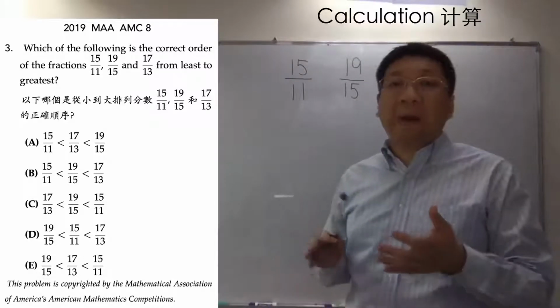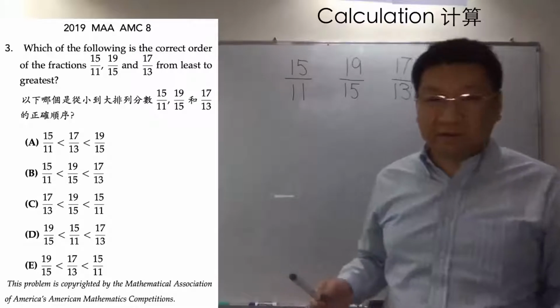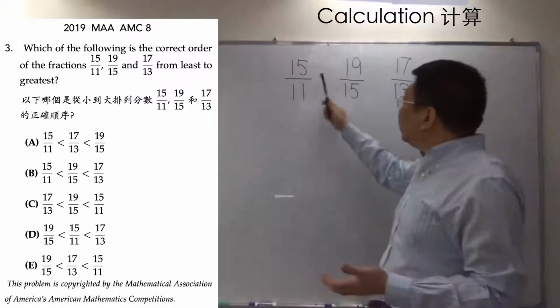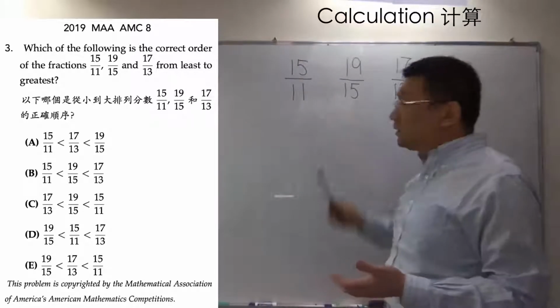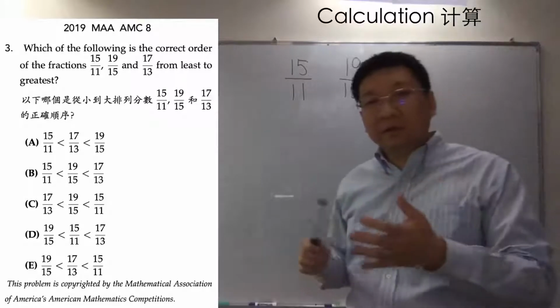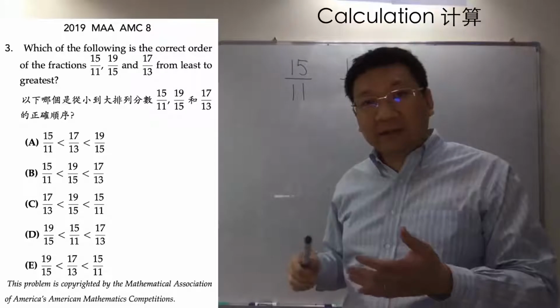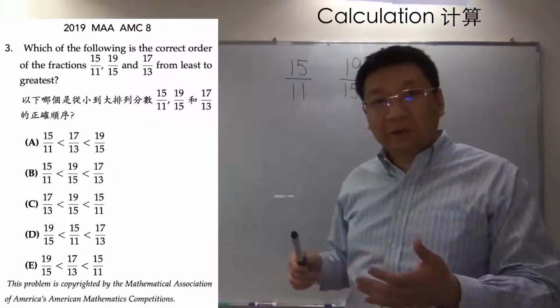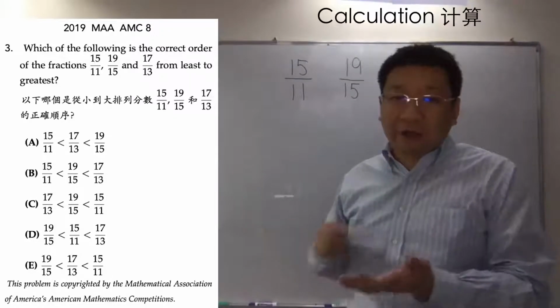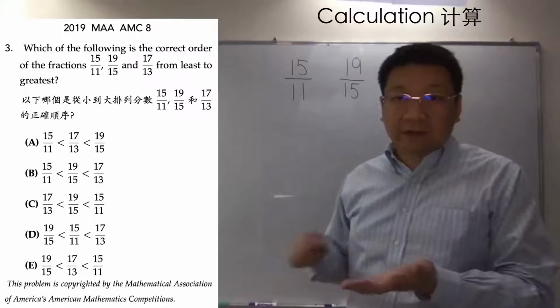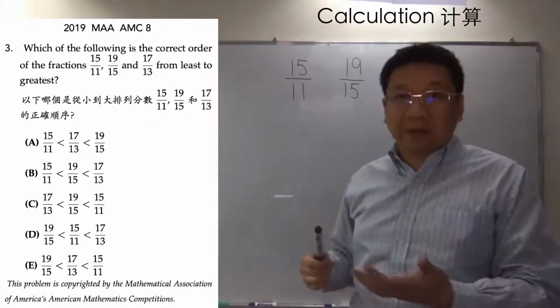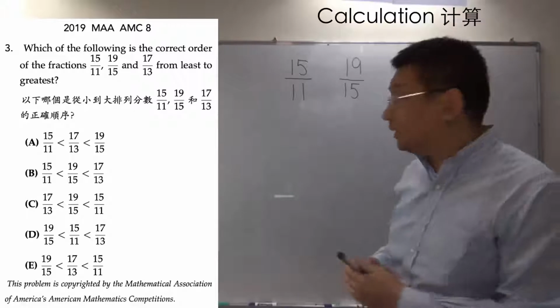So how do we make bad fractions good fractions? Given that the numerator is greater than the denominator, it means what? All these fractions are greater than 1. So we can deduct 1 from each of them, and that of course will change the order of these fractions, but can help us see these fractions clearly.